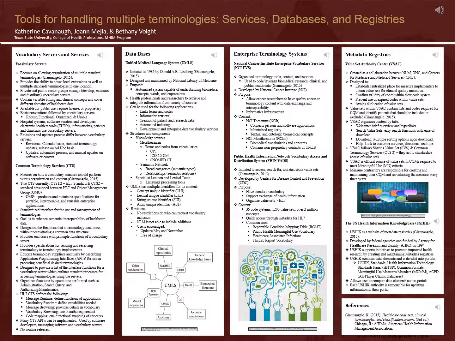Now for the U.S. Health Information Knowledge Base, or USHIK. This supports the initiatives to promote improved health research by creating and maintaining metadata registries. It contains data elements adopted by HHS and is divided into different portals which can be accessed through tabs, which are USHIK, Standards, Health Information Standards Panel, common formats, meaningful use measures metadata, or MUM, all payer claims databases, or APCD, and standards and interoperability framework.